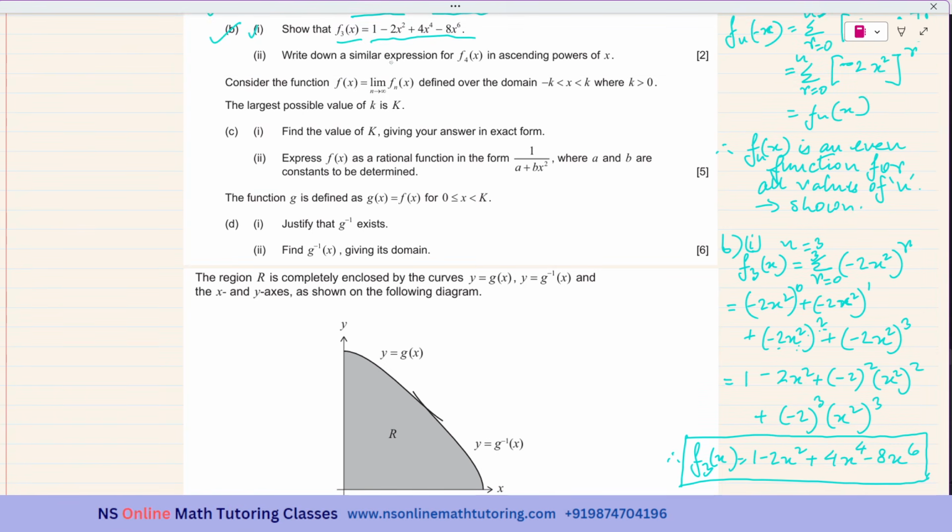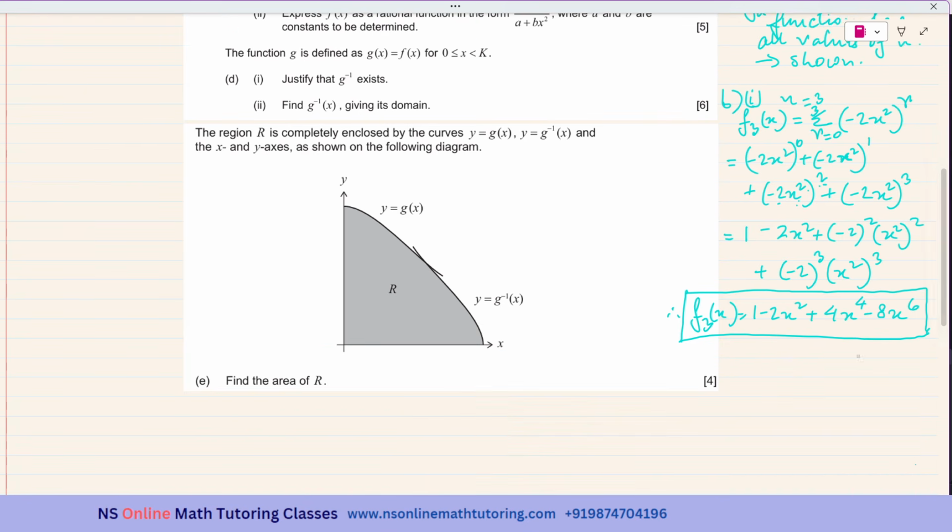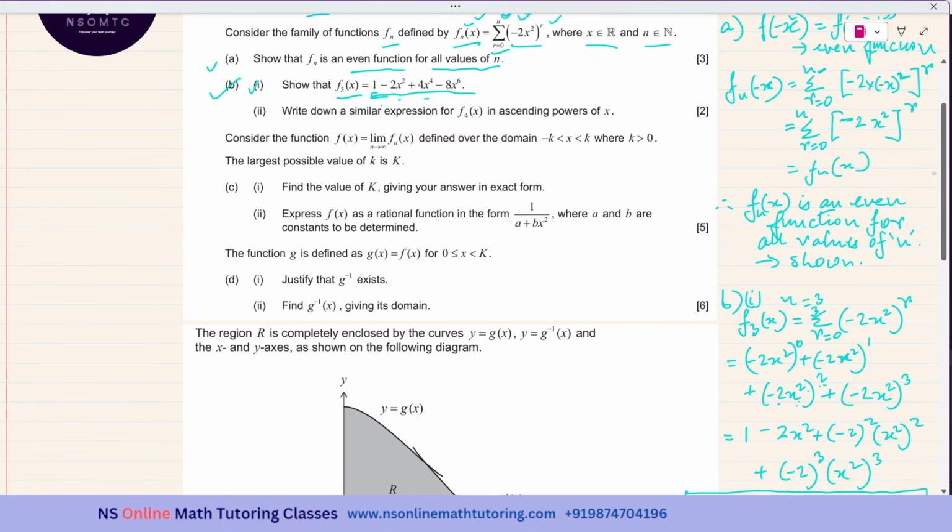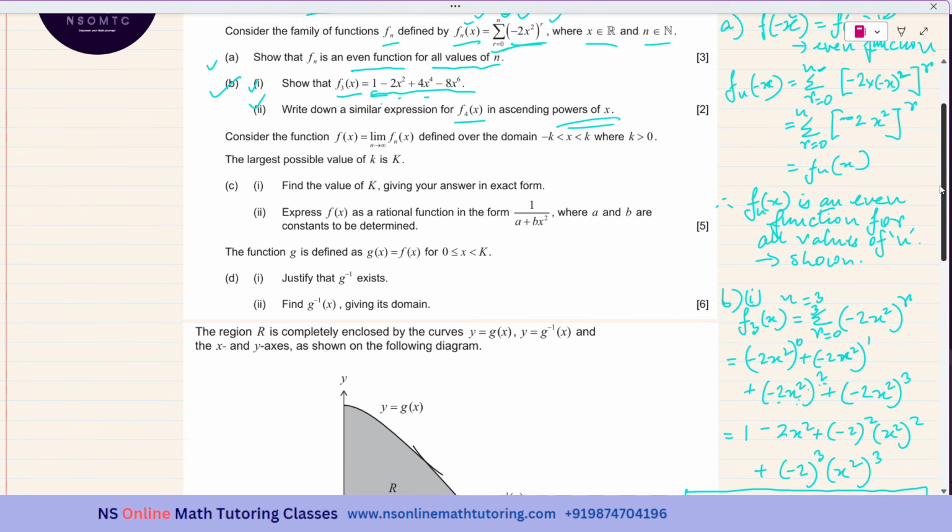Okay, you can see this: f3 of x is 1 minus 2x squared plus 4x to the power of 4 minus 8x to the power of 6, shown. This was part bi, and now I write down a similar expression for f4 of x in ascending powers of x. Of course, when we are expanding this, we are getting terms containing ascending powers of x, so we do not have to worry about that part. So in this case, the n value will be equal to 4.